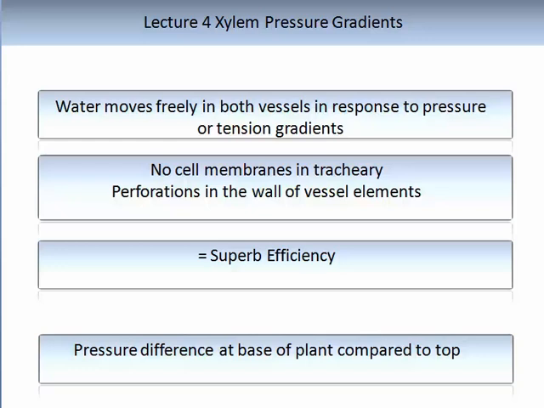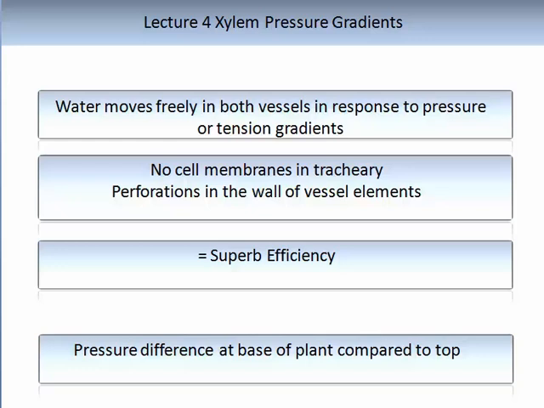The characteristics of the trachea that enable the response to pressure are that there are no cell membranes, while in the vessel elements the characteristics are proliferations in the cell wall. Both of these characteristics lead to superb efficiency in resistance.